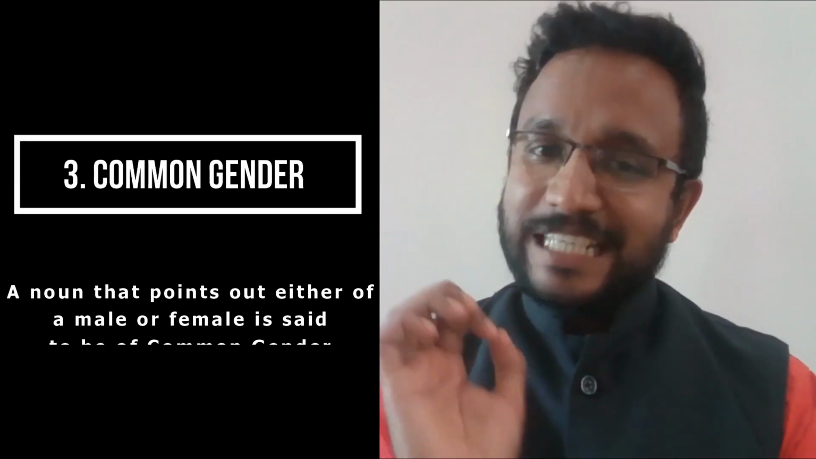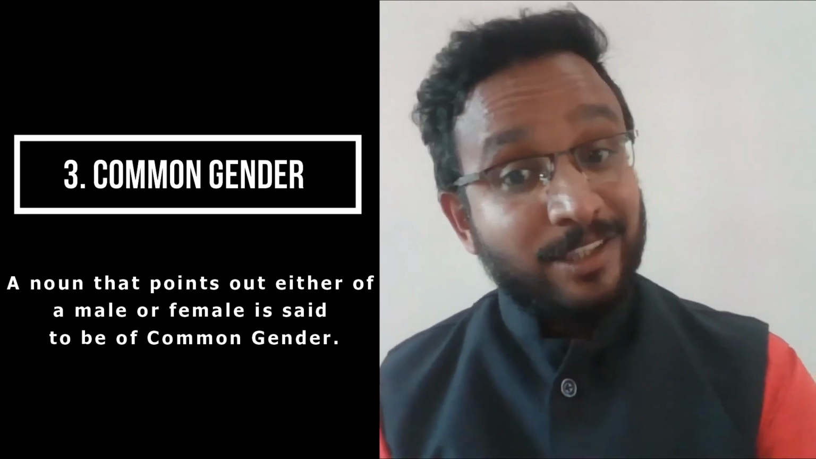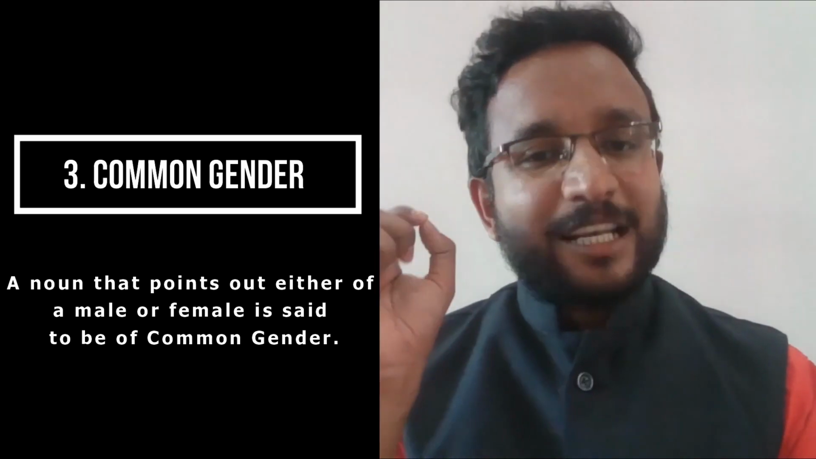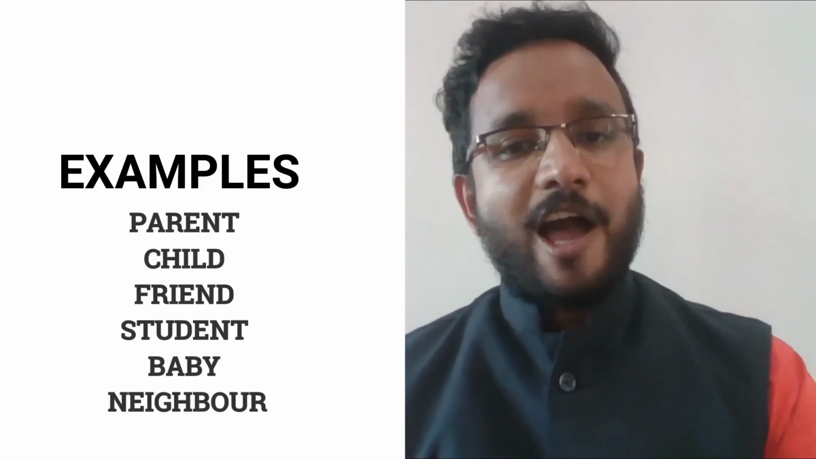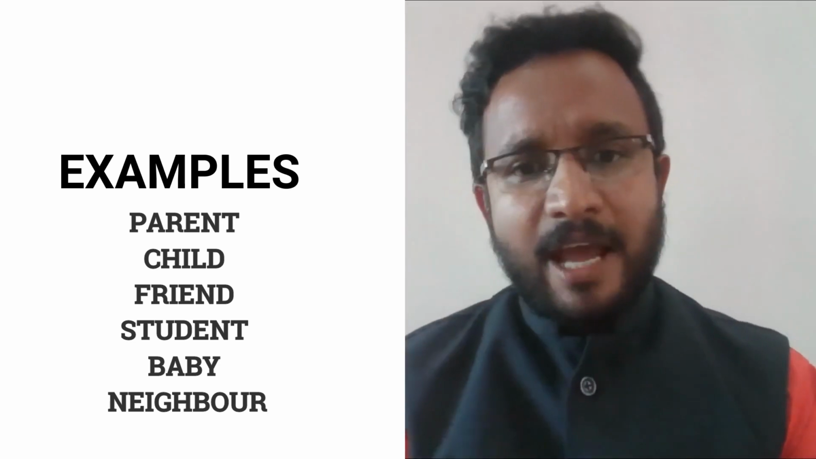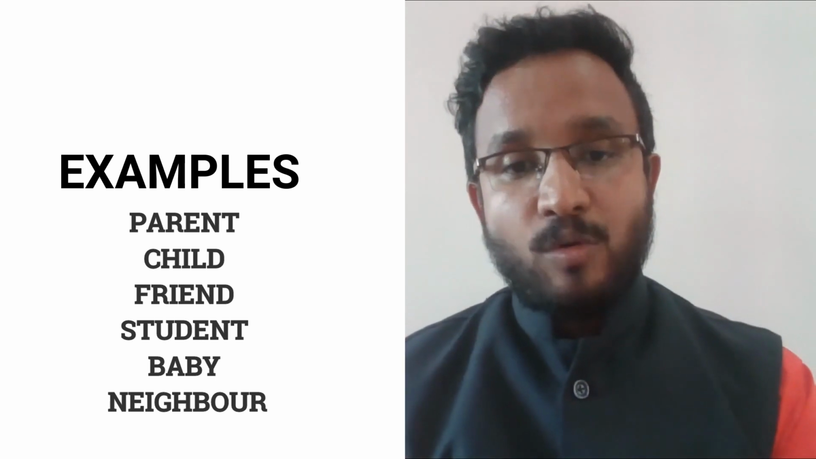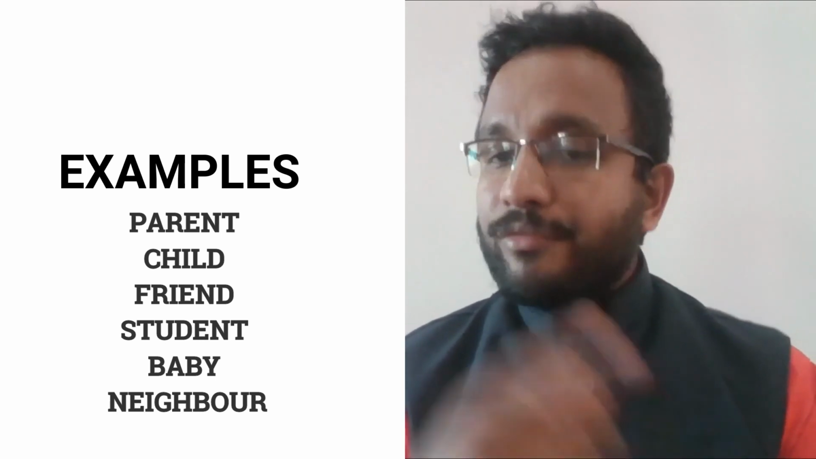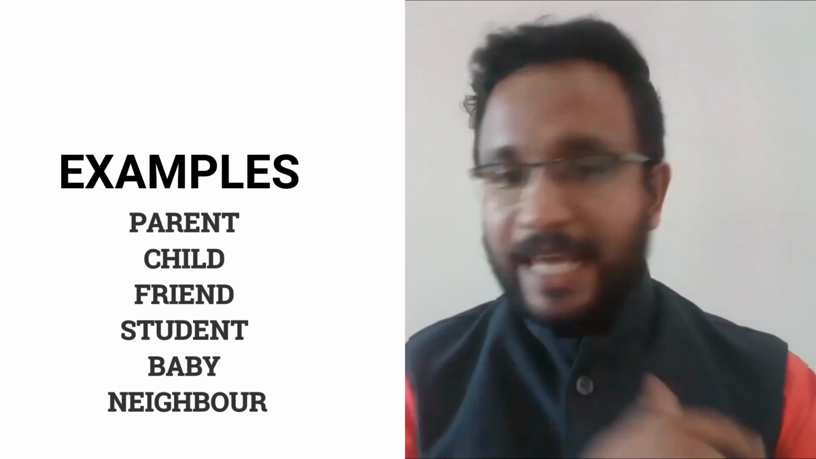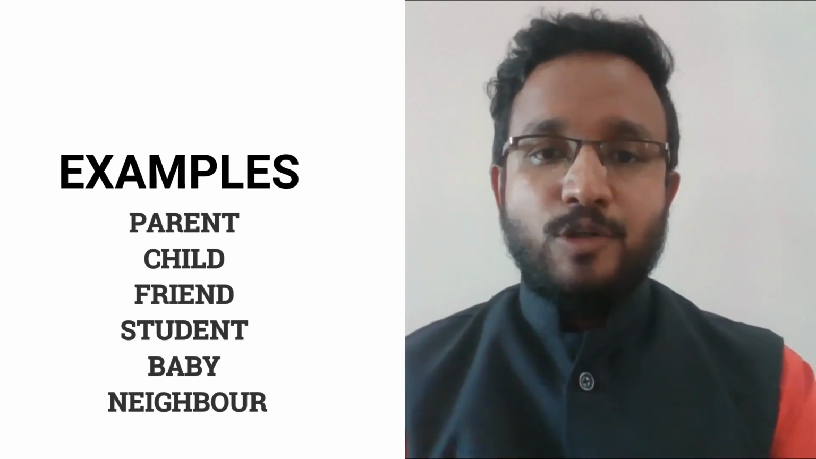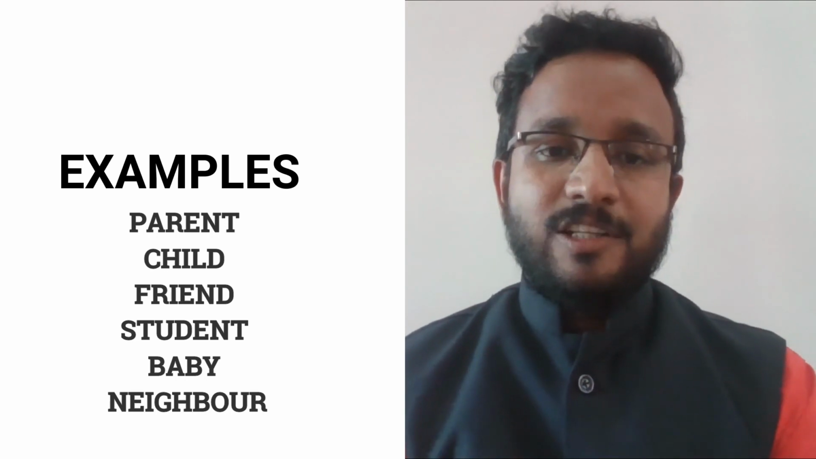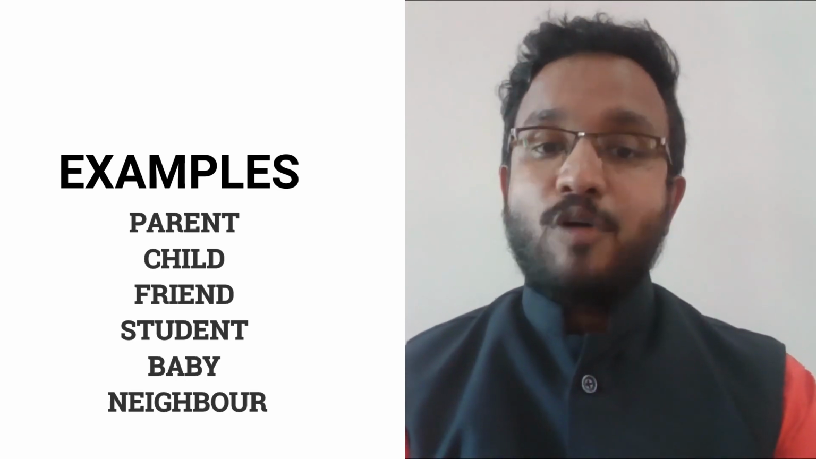Now, let's come to the third classification of the noun gender, common gender. A noun that denotes either a male or female is said to be of the common gender. If you look at examples like parent, child, friend, student, baby, neighbor, can we identify whether those nouns are of the masculine gender or of the feminine gender? We cannot, because they do not specify either of the genders. Hence, these words are said to be of the common gender.